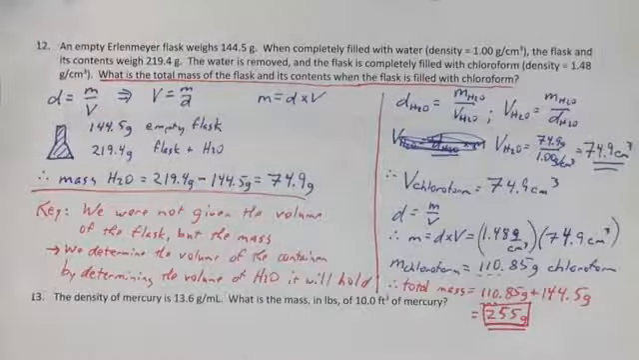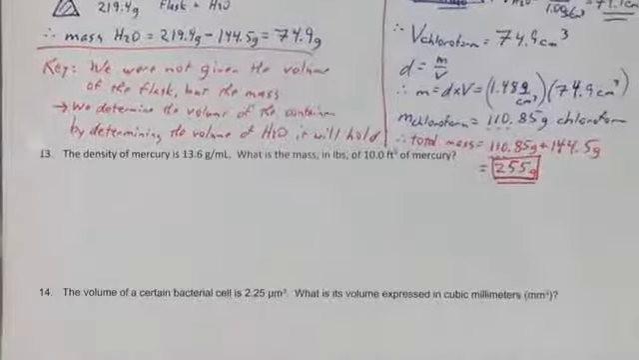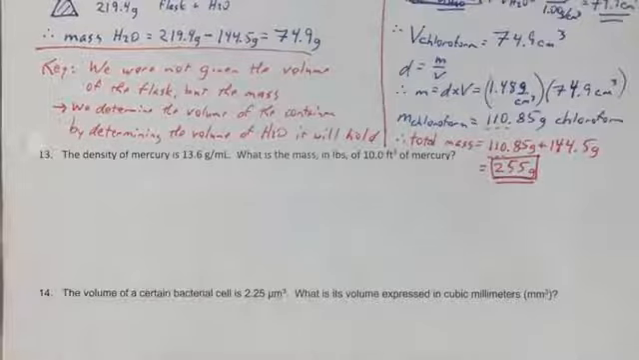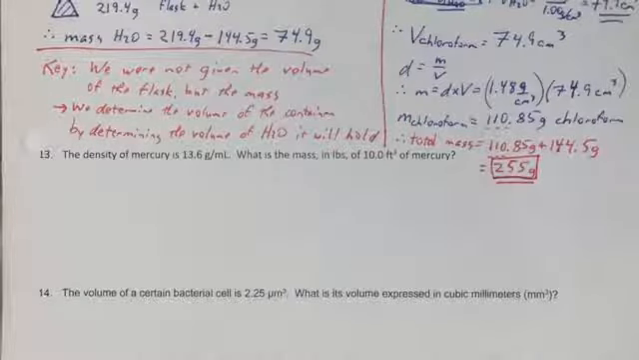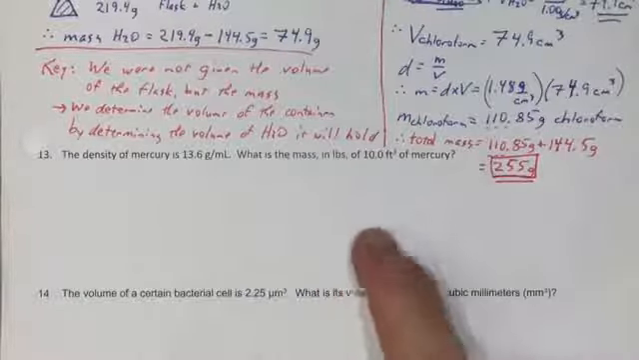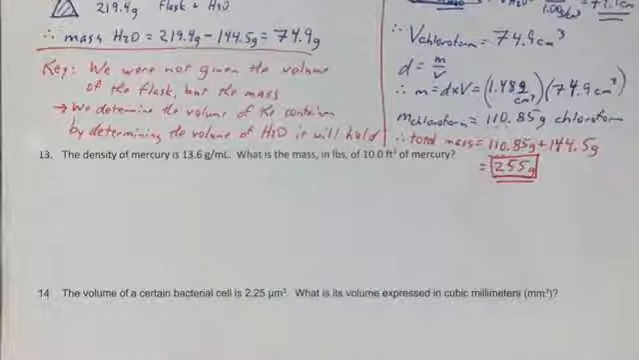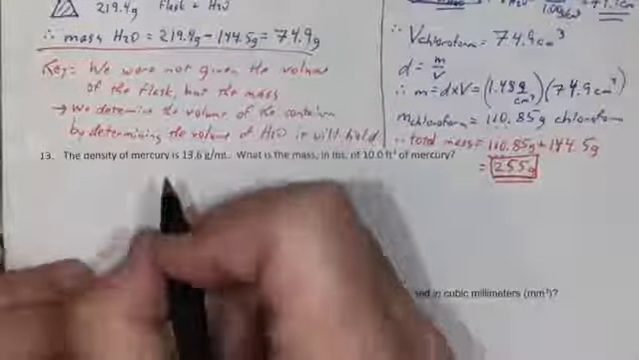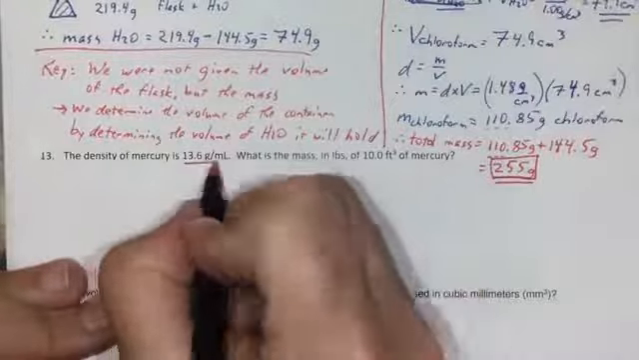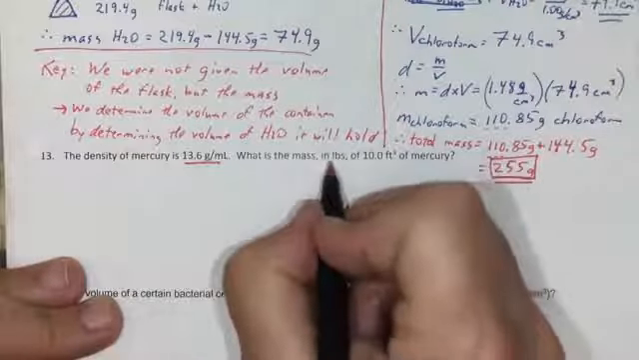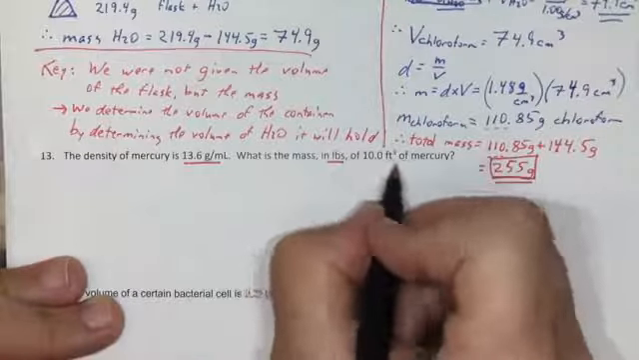Okay, let's look at number 13. Number 13 asks, the density of mercury is 13.6 grams per milliliter. What is the mass in pounds of 10 cubic feet of mercury? Now, we're given the density, and we're asked, what is the mass in pounds of 10 cubic feet of mercury?